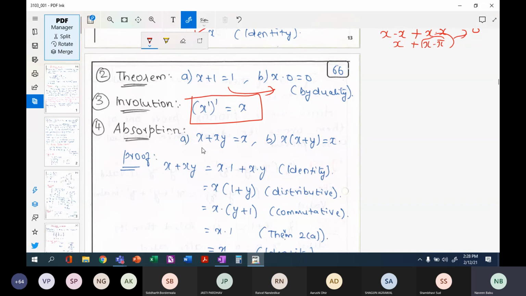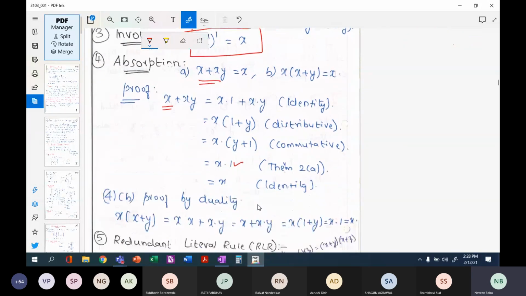So if you want, we will prove this one. X plus xy, you just multiply this particular part with 1, x dot 1 plus x dot y. You apply the distributive rule, pull out x common here, then it will be x dot (1 plus y). 1 plus anything is always 1. So x dot 1 is nothing but x. Okay.